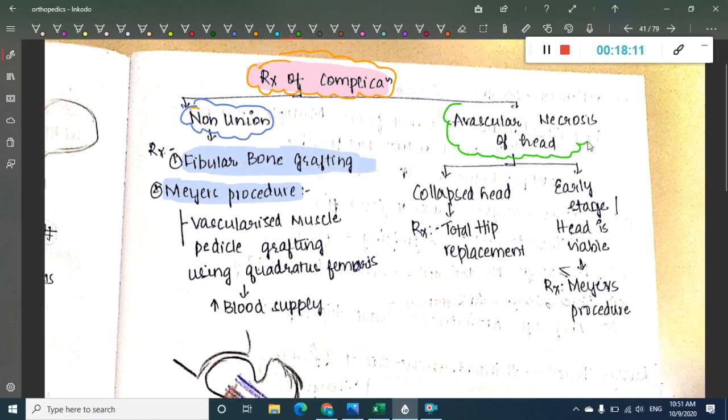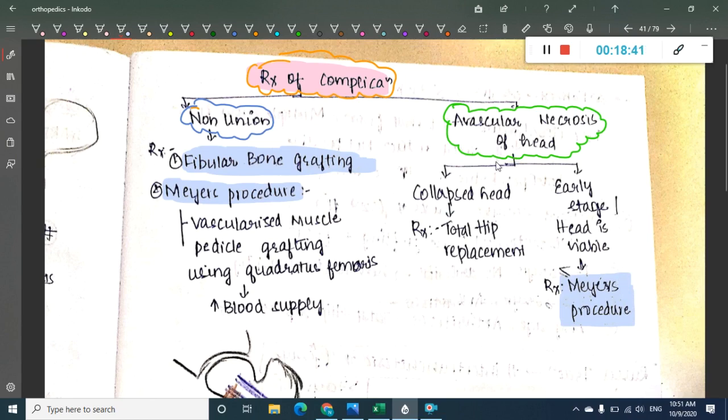If there is avascular necrosis of the head, then what is the treatment? It is of 2 types, and the treatment is based on the type. If the avascular necrosis of the head is in an early stage, that is, the head is viable, then we can do Meyer's procedure. With the help of Meyer's procedure, we provide blood supply to the head, and thus we can prevent the progression of the avascular necrosis of the head.